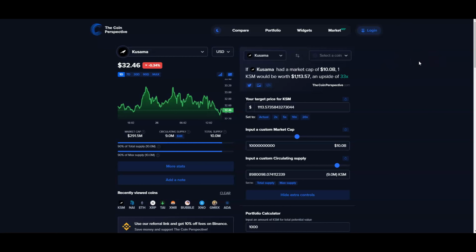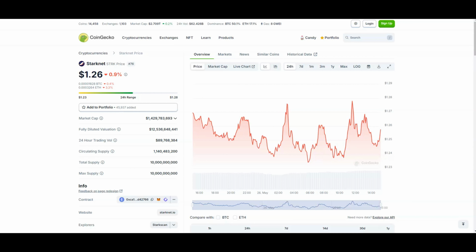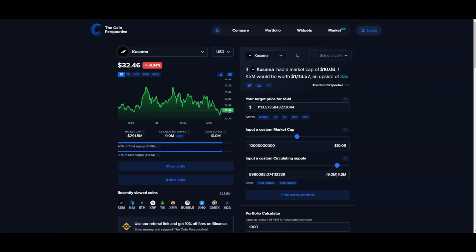Now, the next one, let's say if it gets close to the FDV of Starknet, which right now no one's really hyped about, right? The FDV for Starknet right now is just under a $13 billion market cap. No one's really talking about Starknet, so this doesn't need to be this high. But if Kusama is able to just get about $10 billion in its market cap, now that pretty much doubles it from its all-time high of last cycle. Last cycle being at around $600 or so, right? This becomes now $1,113. That is a 33x from these prices as of right now.